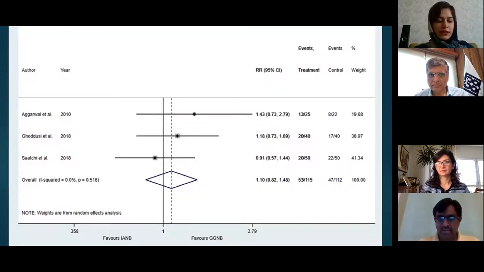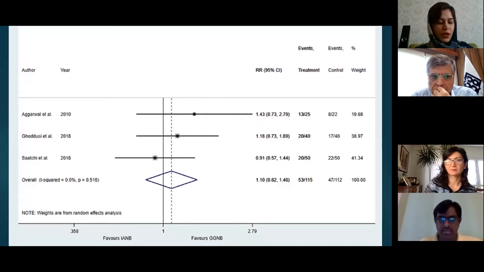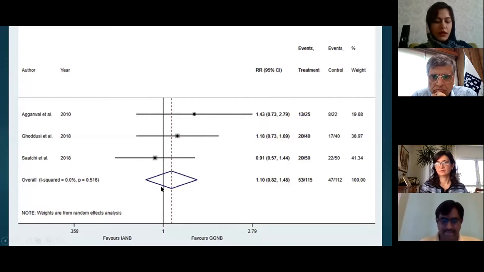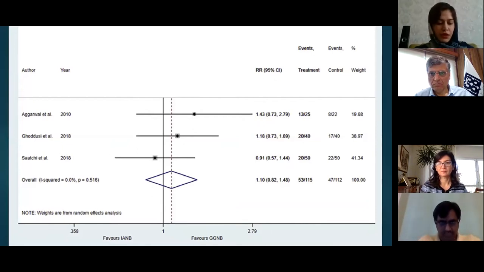This first plot is for comparison of inferior alveolar nerve block and Gow-Gates nerve block. As you can see, this diamond has crossed the null effect line, it shows that Gow-Gates and inferior alveolar nerve block have no difference in terms of success rate. As you know, the diamond represents the point estimate and confidence interval of all the studies combined together.